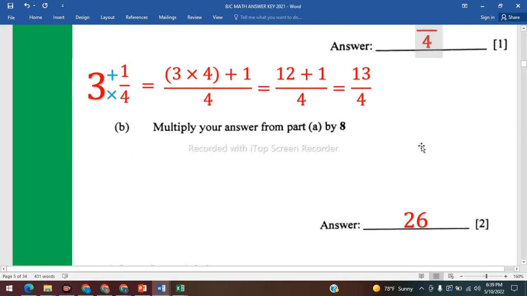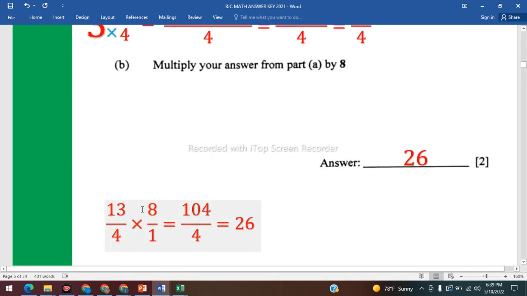All right, so the answer is 26. All we did is 13 over 4 multiplied by 8 over 1. 13 times 8 is 104, 4 times 1 is 4, and 104 divided by 4 is 26. So that's how we get that.